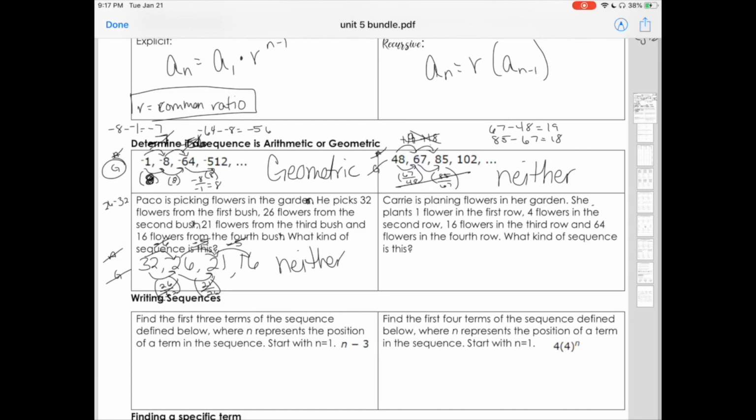Alright, Carrie is planting flowers in her garden. She plants 1 flower in the first row, 4 flowers in the second, 16 in the third, and 64 in the fourth. What kind of sequence? So 1 plus 3 is 4, 4 plus 12, that can't be arithmetic, no way. So geometric: 1 times what is 4? 4. 4 times what is 16? 4. 16 times what is 64? 4. So it's geometric because I'm multiplying by 4 every time.